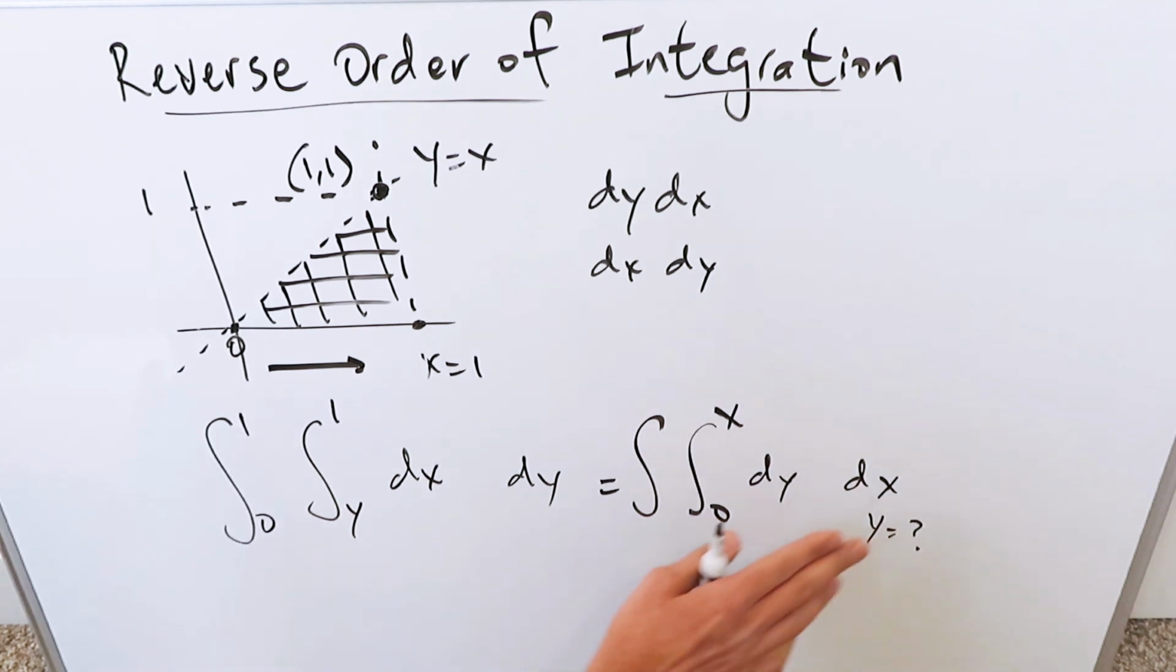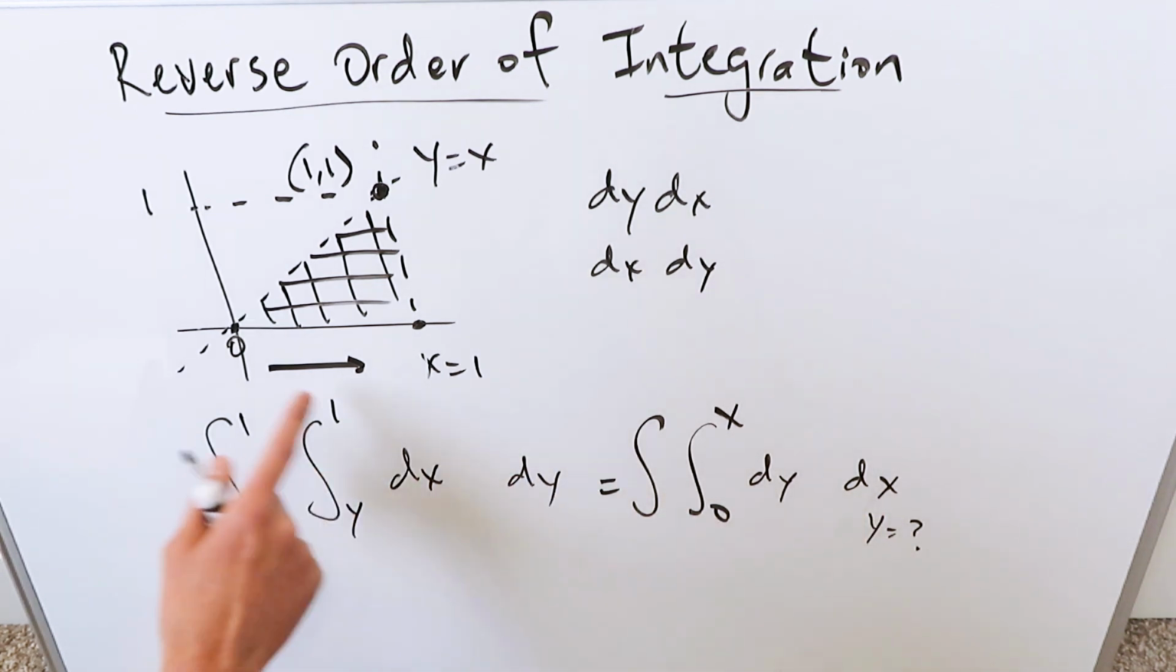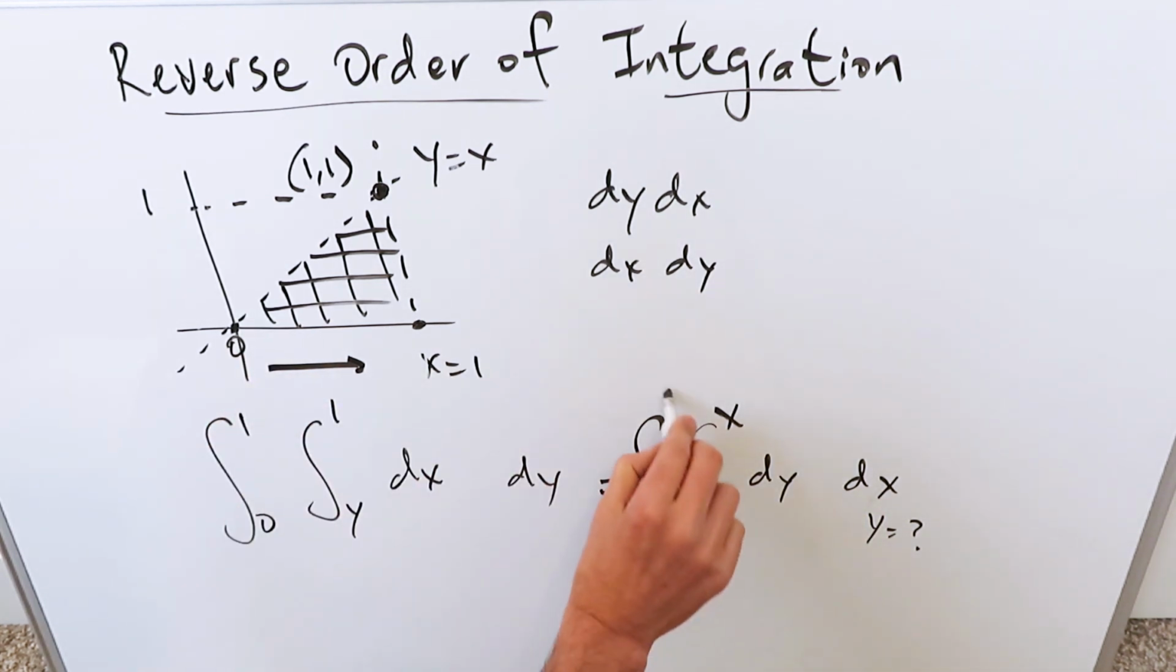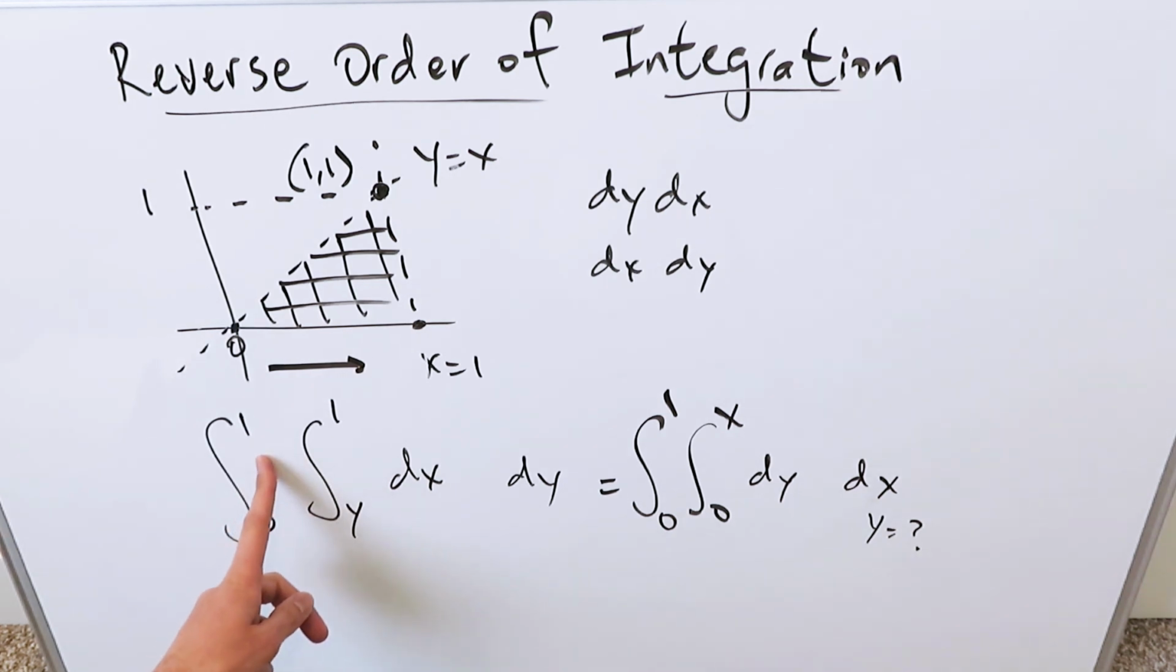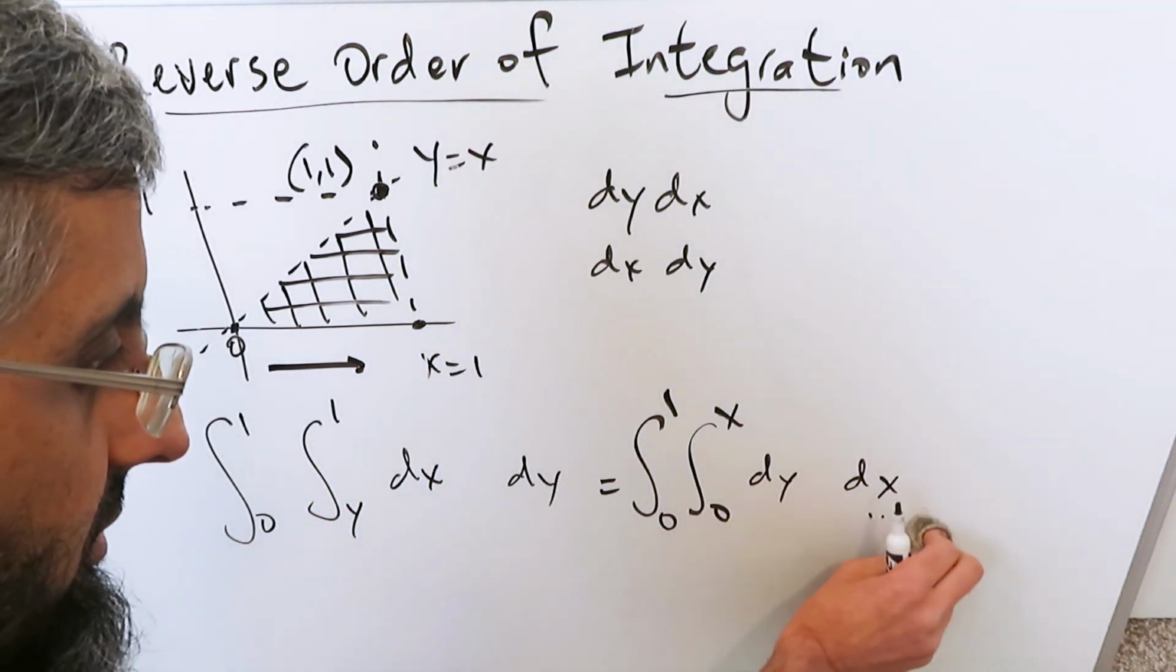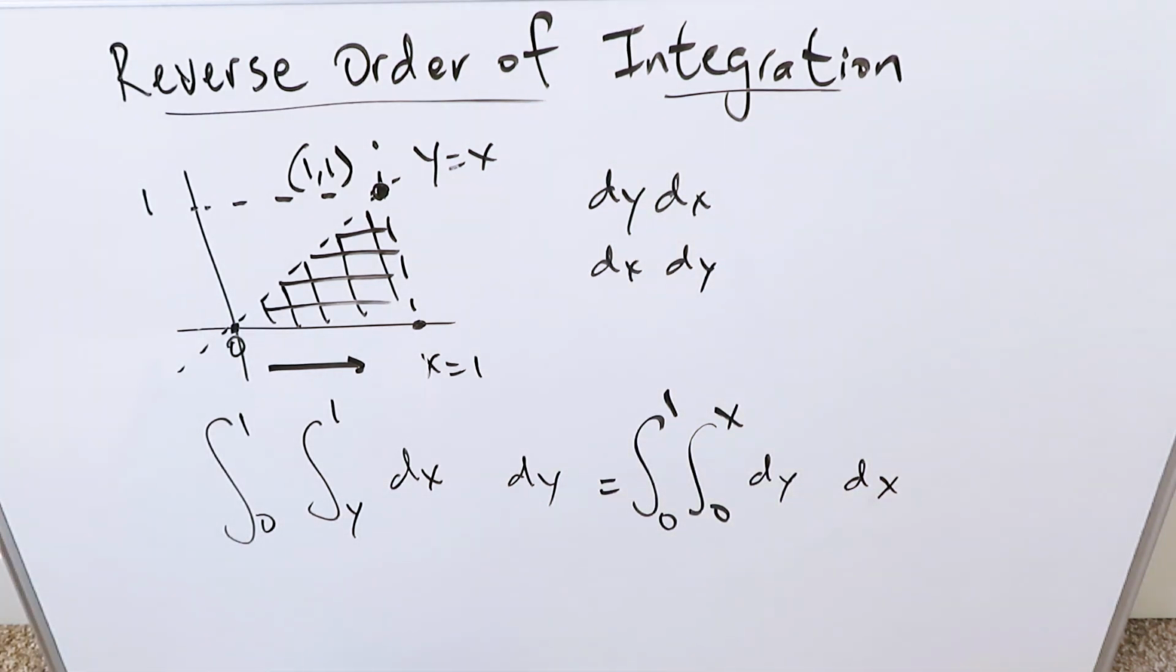And then how do you know what your limits are for your dx integral? You're going from 0 to 1. Now look at these right here. This integral should be equal to that. These are double integrals, they should be equal to each other, just your order of integration is different.